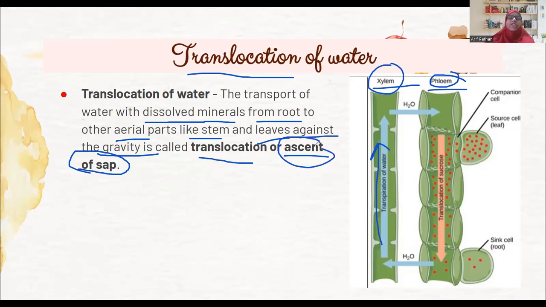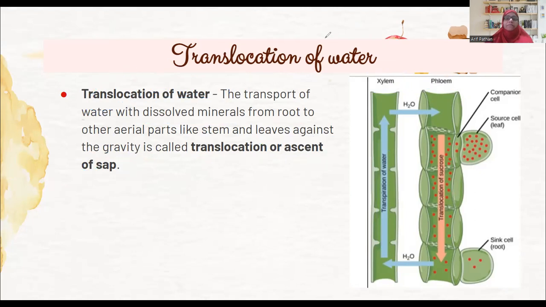Sap is basically juice. You can just take a simple term for understanding. Sap is what? Juice. And this juice is basically water plus dissolved minerals, etc. So ascent means moving upwards, going upwards against gravity. This is ascent of sap, or in simple terms, translocation of water. This can happen in various ways.